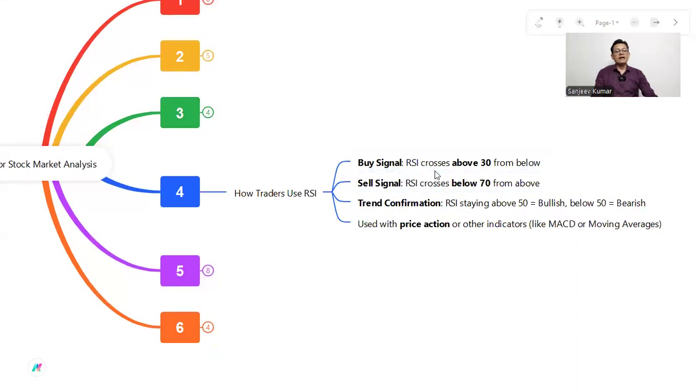So if RSI crosses above 30 from below, it is a buy signal. And if RSI crosses below 70 from above, it is a sell signal. For trend confirmation, RSI staying above 50 is called bullish, and below 50 is bearish. Use it with price action or other indicators like MACD or moving average.